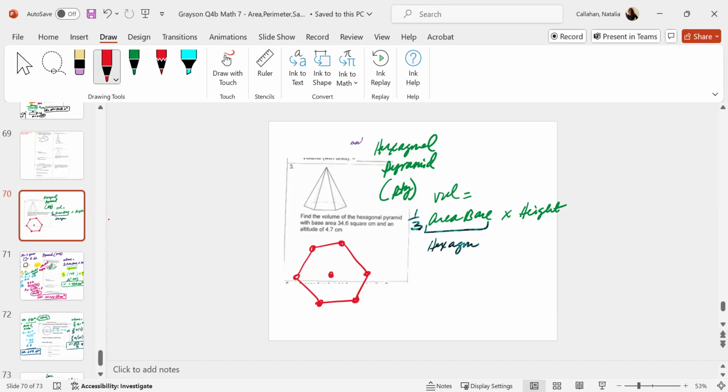Okay, so find the volume with the area of the base. Oh, they already gave it to you. Do you see it right there? I don't even have to find it. All right, 34.6. There you go. Easy, right? And the altitude. Now, the altitude is from here to here. That's going to be the height. Okay? 4.7.